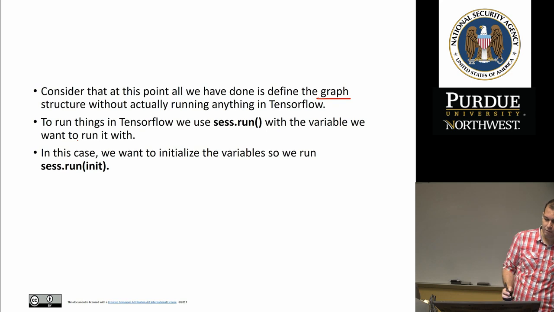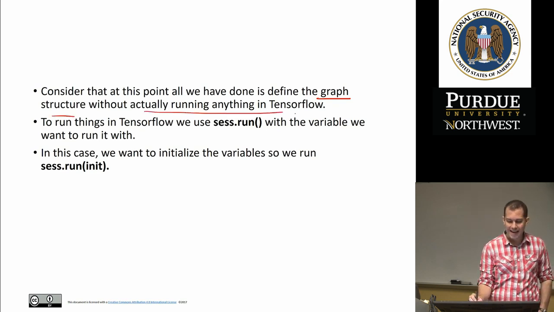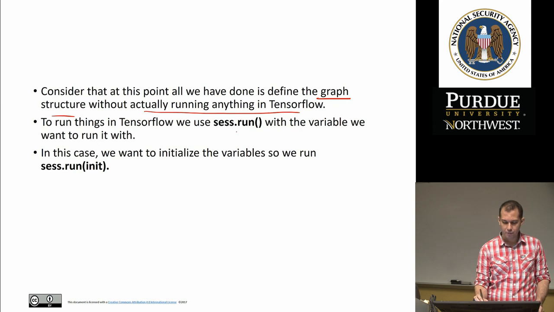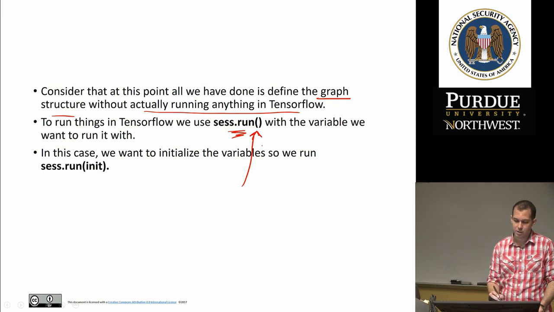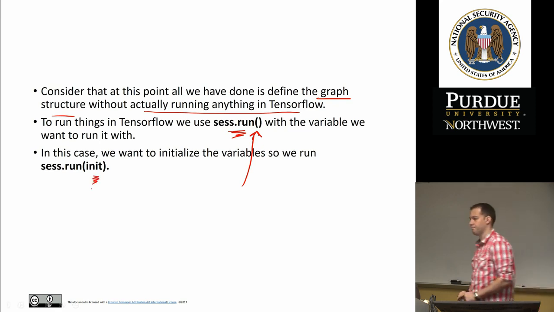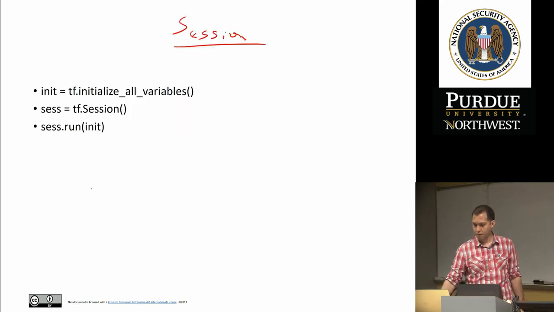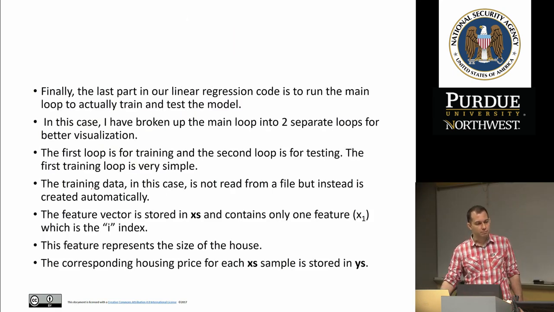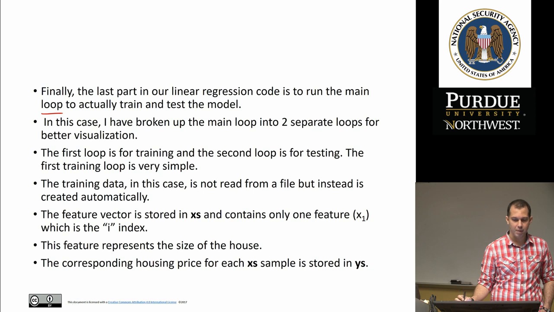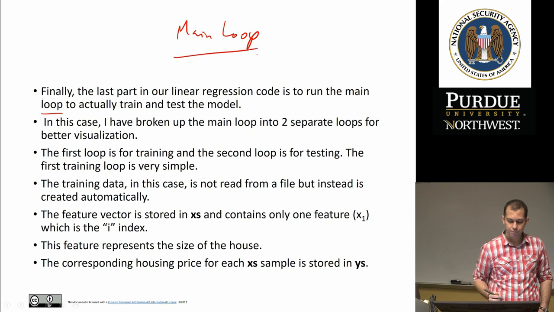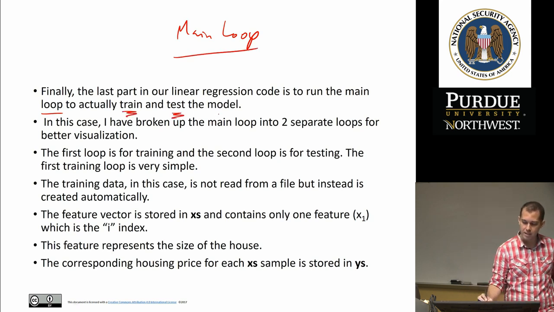At this point, we've defined the graph structure without actually running anything in TensorFlow. To run things in TensorFlow, remember we have to use session.run with the variable we want to run in it. In this case, we want to initialize the variable, so we run init. And you can see that there. Finally, the last part in our linear regression code was to run the main loop, to actually train and test the model.